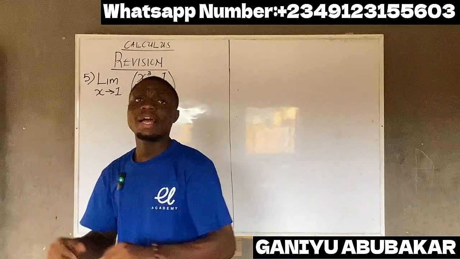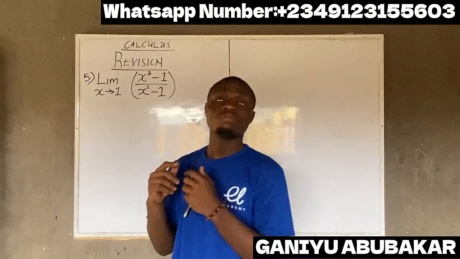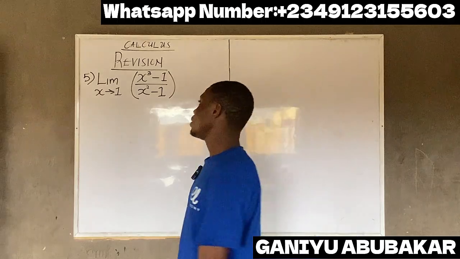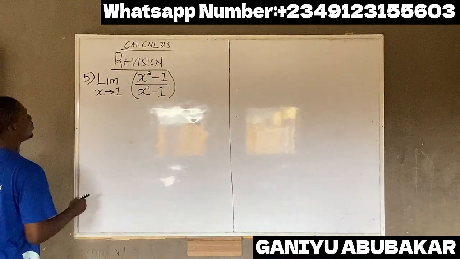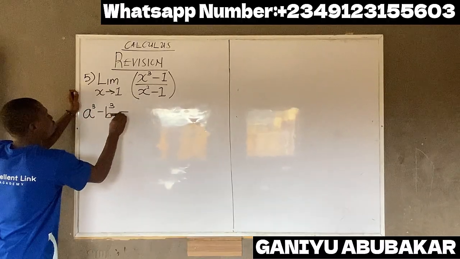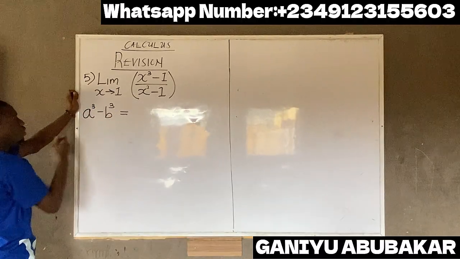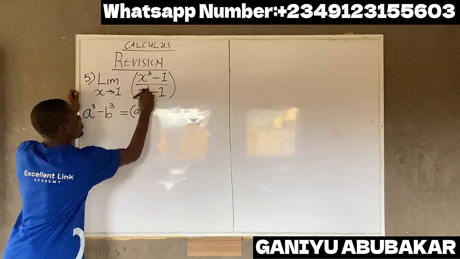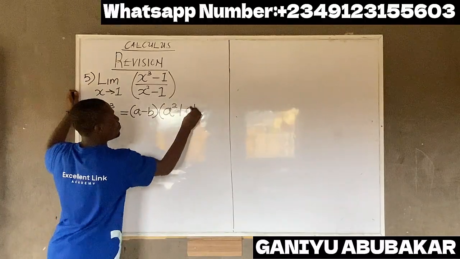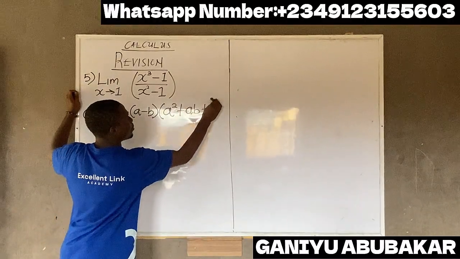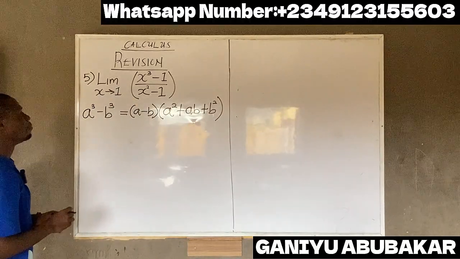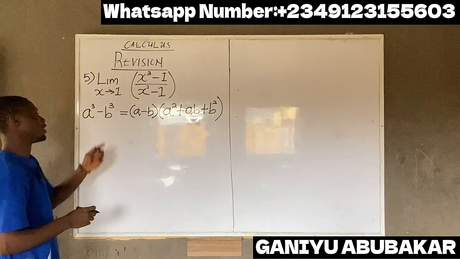I can sense a difference of two cubes and a difference of two squares. Please note that if I have a cubed minus b cubed, it is called the difference of two cubes. This gives you a minus b into a squared plus ab plus b squared. That is your expression for the difference of two cubes. If I multiply these together, I will have this expression.